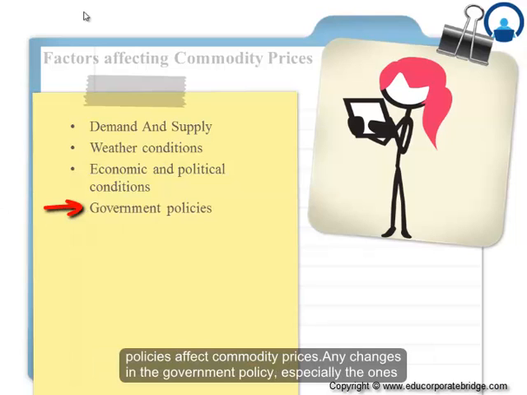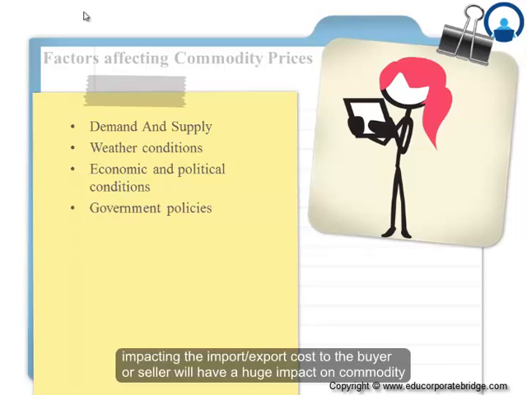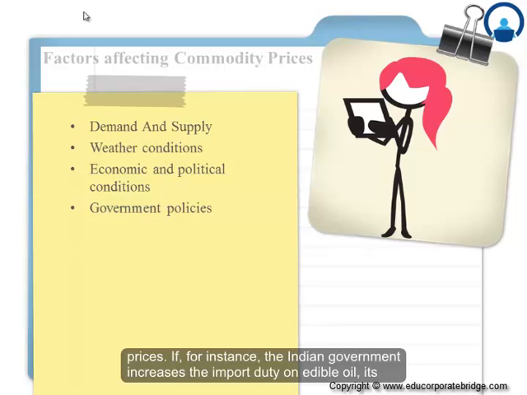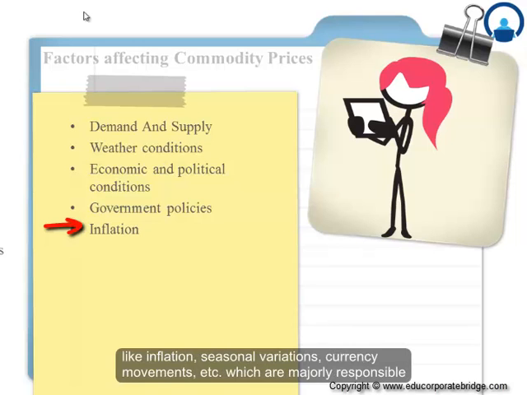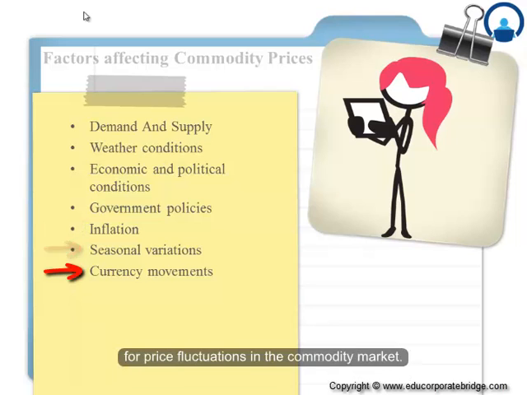Any change in government policy, especially the ones impacting the import-export cost to the buyer or the seller, will have a huge impact on commodity prices. If, for instance, the Indian government increases the import duty on edible oil, its price will show a proportionate increase, and vice versa. Then there are some factors like inflation, seasonal variations, currency movements, etc., which are majorly responsible for price fluctuations in the commodity market.